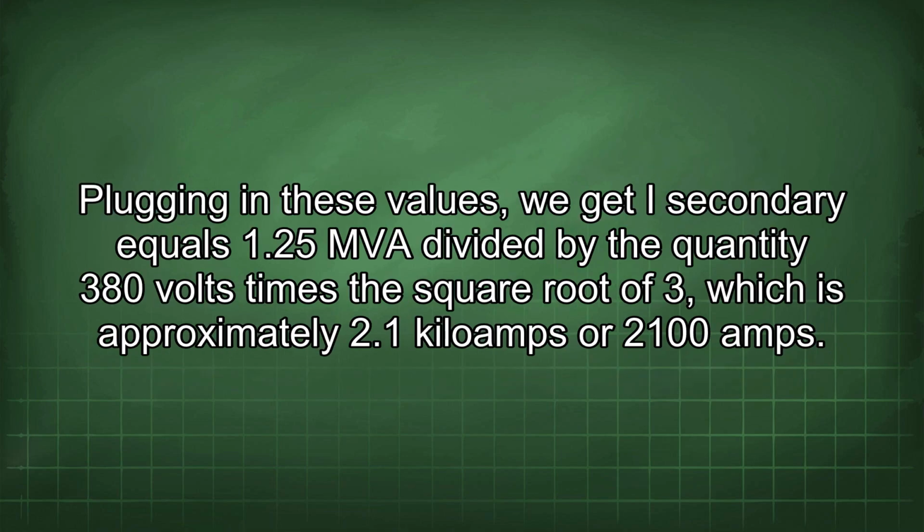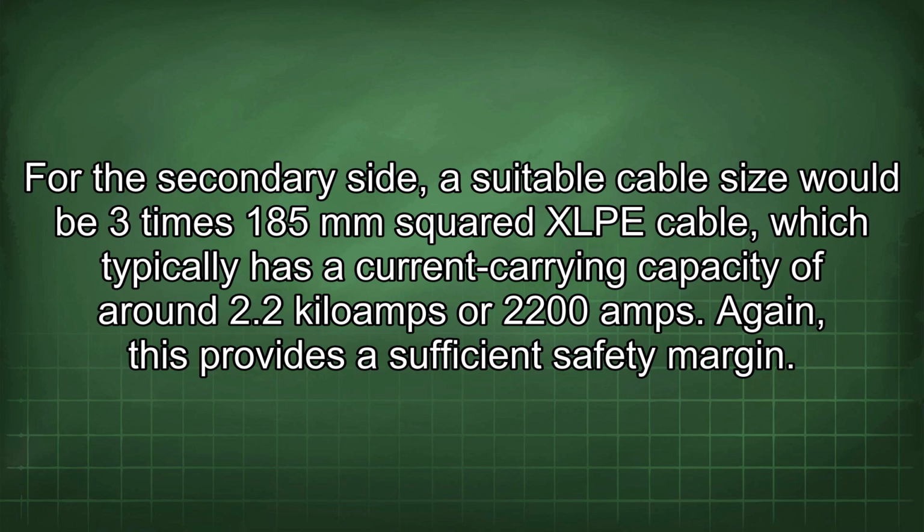Plugging in these values, we get I secondary equals 1.25 MVA divided by the quantity 380 volts times the square root of 3, which is approximately 2.1 kA, or 2100 amps. For the secondary side, a suitable cable size would be 3 times 185 mm² XLPE cable, which typically has a current carrying capacity of around 2.2 kA, or 2200 amps. Again, this provides a sufficient safety margin.